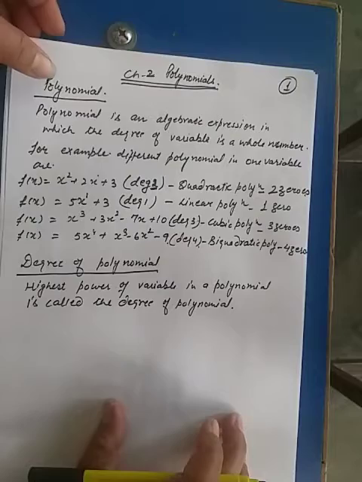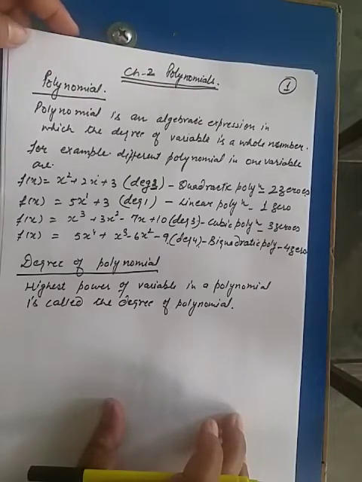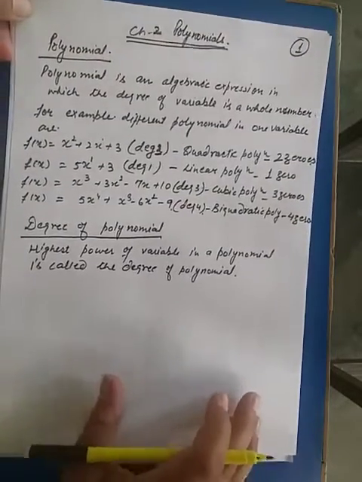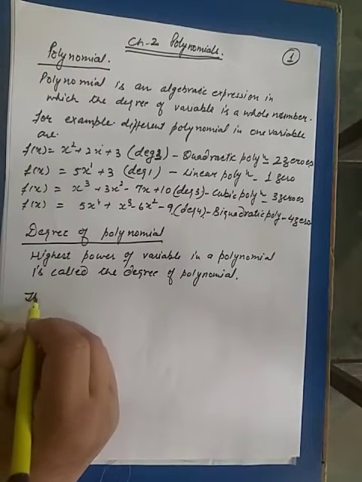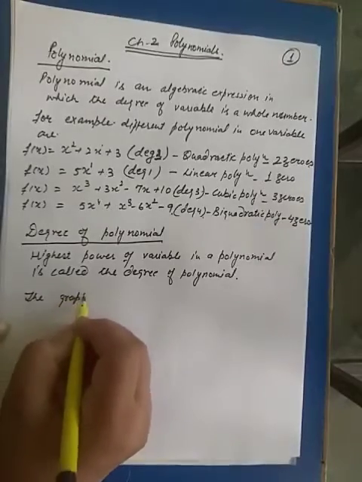Now how to find the zeros we will study in class 10th: how to find the zeros of a given polynomial, and how to decide on the basis of the graph how many zeros a given polynomial has. Here we can discuss the graph of a linear polynomial.